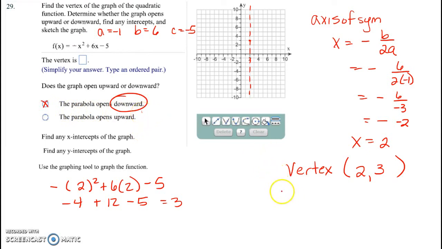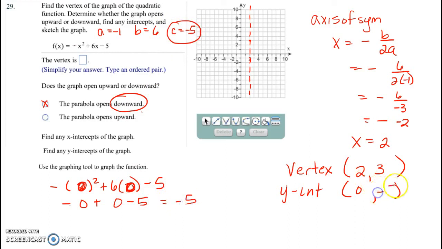To find your y-intercept, you let x equal 0. So if we put in a 0 right there and a 0 right there, 0 squared is 0, negative 0 is just 0. 6 times 0 is 0. Hey, I forgot to mention, c is always your y-intercept. In standard form, c is your y-intercept. So negative 5. There's a y-intercept we can reflect across the axis of symmetry. 1, 2, 1, 2. Okay, I need 2 more points.